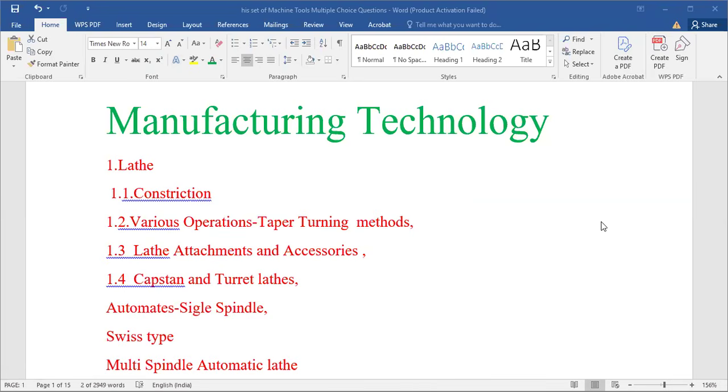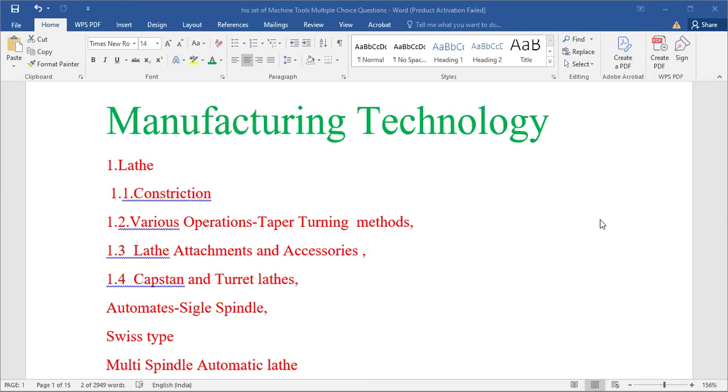Manufacturing technology for various competitive exam syllabus. I will just cover the portion on the lathe. I already explained briefly about the lathe. What are the lathe components? Construction, various operations. See what operations you have in the lathe.